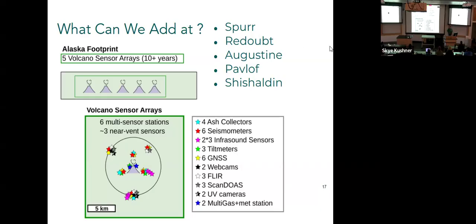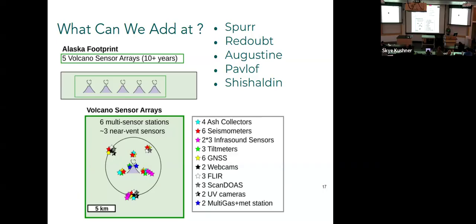One kind of anecdotal example: when Augustine erupted, there was an avio station where there was a temperature sensor just to monitor ambient temperature in the hut. It turned out that as it was getting closer to eruption, the temperature kept going up. It was not intended to be a temperature sensor for the volcano, but effectively was. So yeah, I think we need to look at getting in very close for some of these instruments.